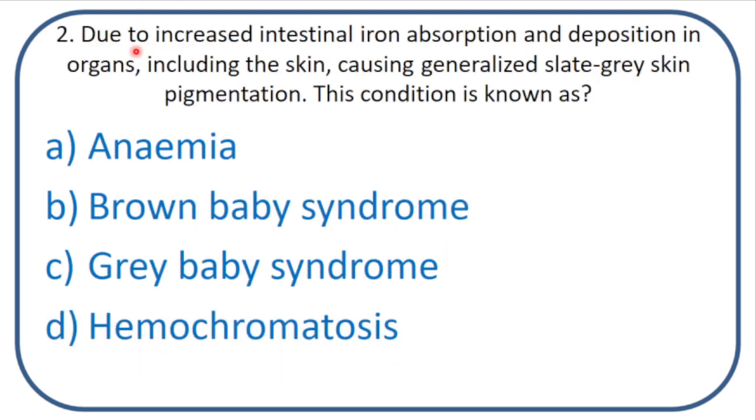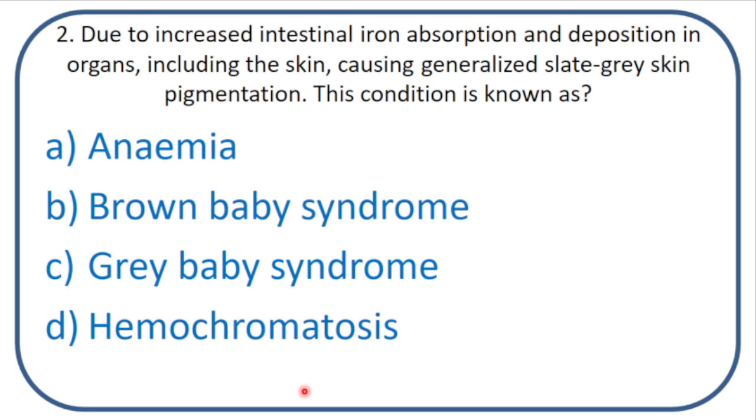Next question. Due to increased intestinal iron absorption and deposition in organs, including the skin, causing generalized slate gray skin pigmentation, this condition is known as: anemia, brown baby syndrome, gray baby syndrome, hemochromatosis.